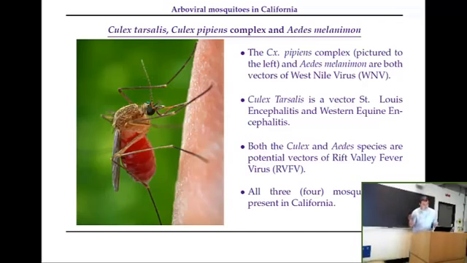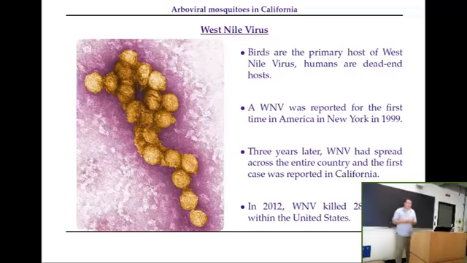All 3 or 4, depending on if you want to combine pipiens with Culex quinquefasciatus, are present in California and quite abundant. West Nile virus is probably something people are quite familiar with. Birds are the primary host of West Nile virus. Humans, while able to be infected, are dead-end hosts. The first West Nile case was reported in America in New York in 1999. It spread across the country, and 3 years later the first case was reported in California. One of the reasons people probably know about it is that in 2012 it killed 286 people, the majority of them in Texas.